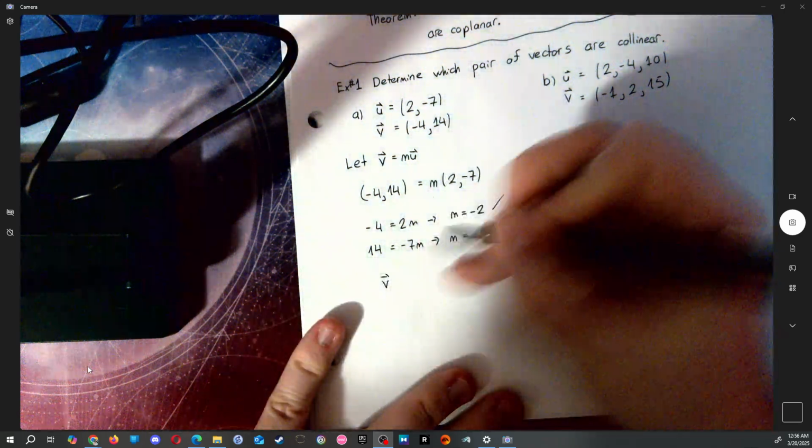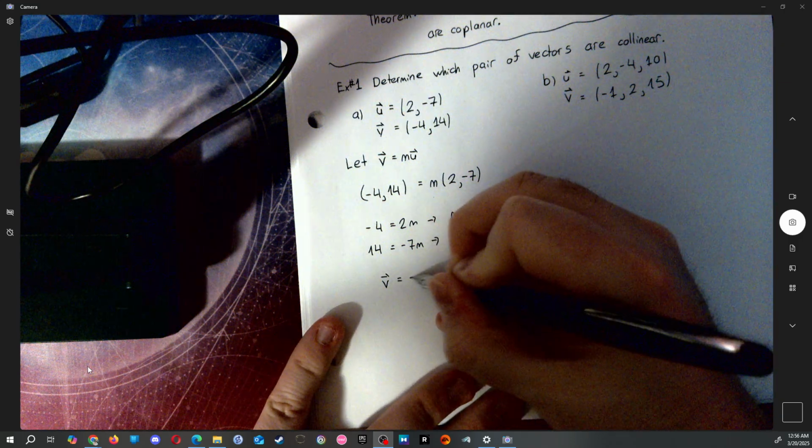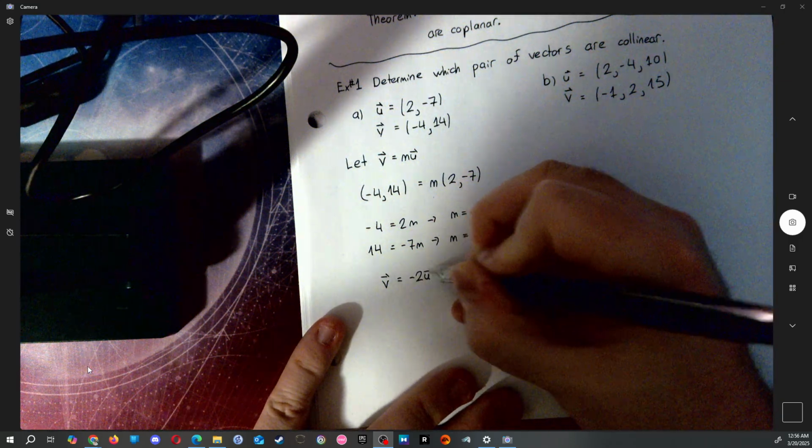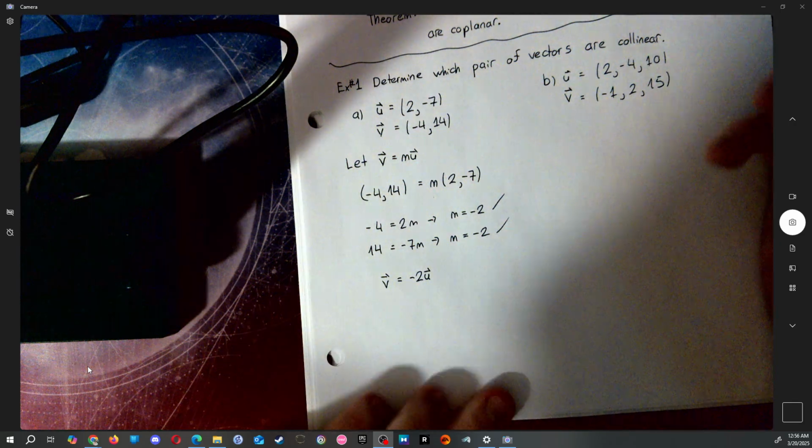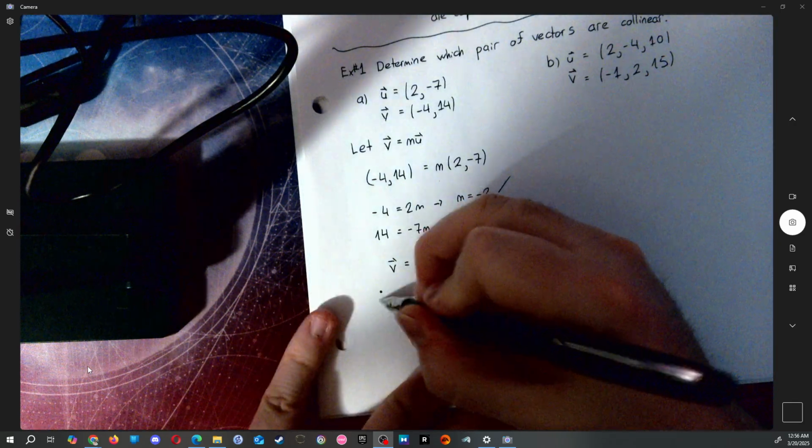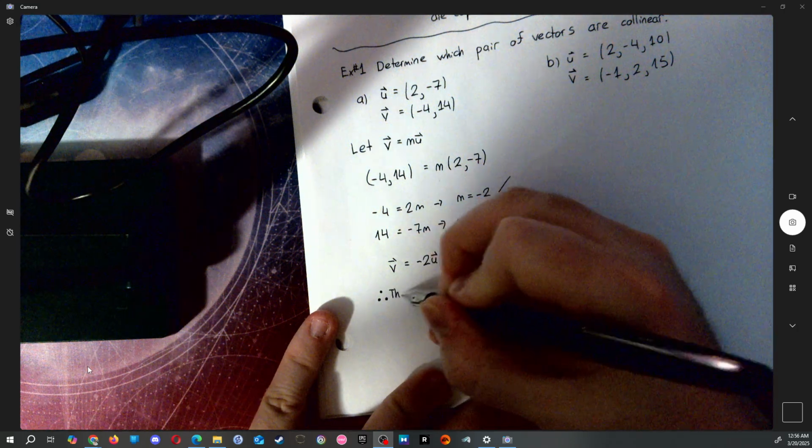So basically, vector v can just be written as minus 2 times my vector u. So therefore, they are collinear.